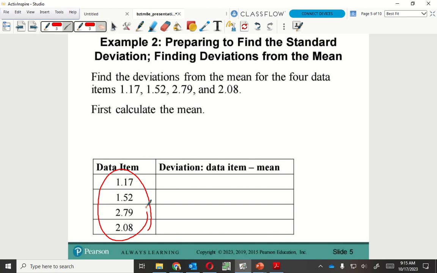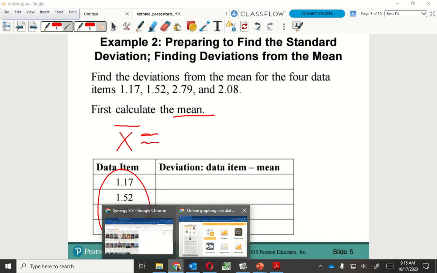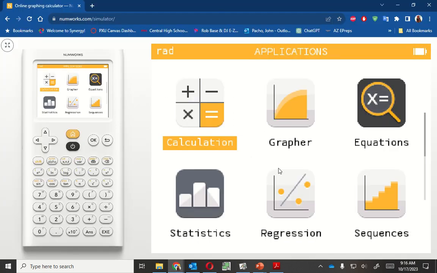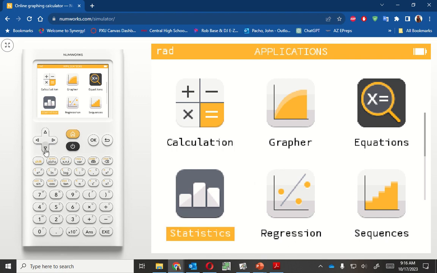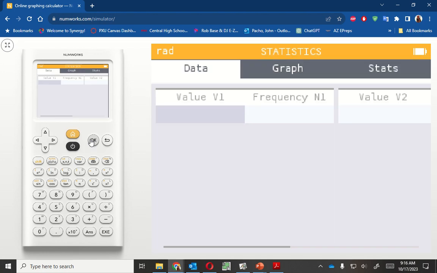So, we're going to first calculate the mean. So that's the X bar. So I'm going to NumWorks. Now this time, I'm going to make the calculator do everything for me. Down, statistics, hit OK. Are you writing these steps down? Yeah. Are you writing down NumWorks?